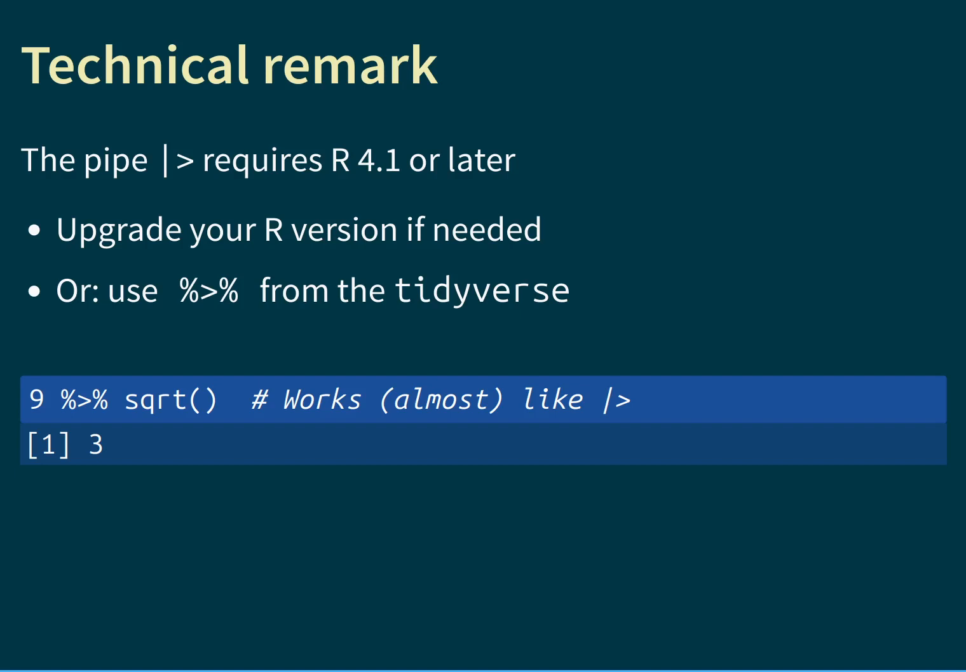But if for whatever reason that is not an option for you, then let me tell you about a simple workaround. Namely, the tidyverse also has its own version of the pipe. So if you have the tidyverse loaded, which you should because we're going to be using it every time anyway, then instead of writing this vertical bar greater than symbol, you can write the %>% symbol, which is the tidyverse version of the pipe. And for the purposes of this course, it works exactly the same way as the pipe that we've been learning about. Yes, there are other features and other more complicated use cases where their uses slightly differ.